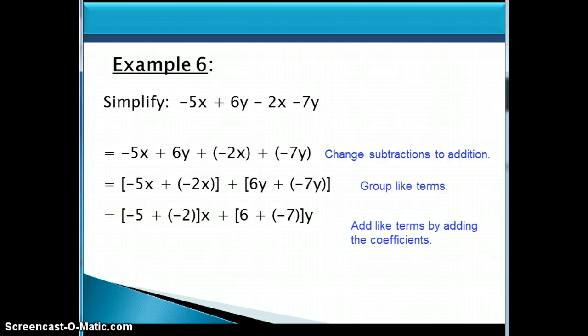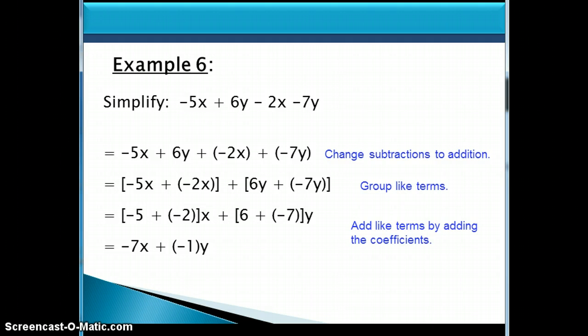And then for the 6 and the negative 7, which are the coefficients on the y's, those are opposite signs. So we need to find the difference between the 6 and 7, which would be 1. And 7 is the bigger number and it's negative, so the answer becomes negative 1. So the coefficient on the y is negative 1.